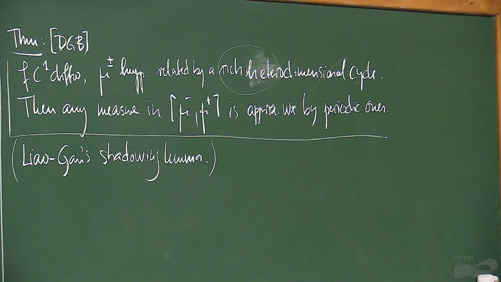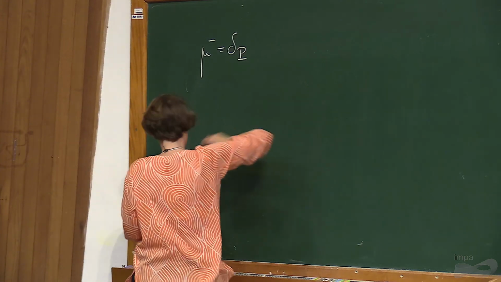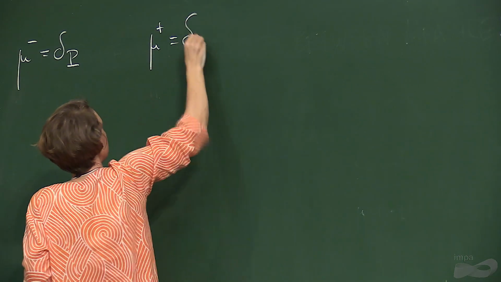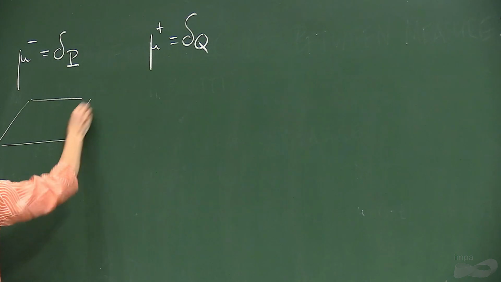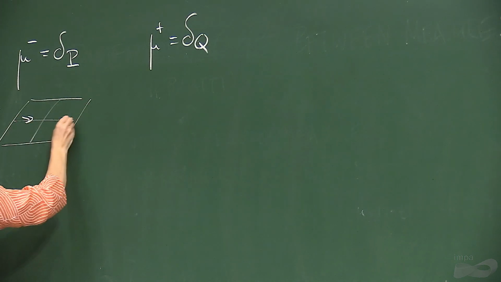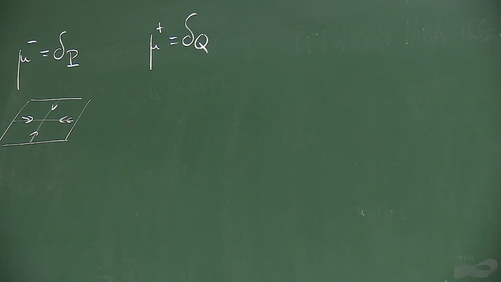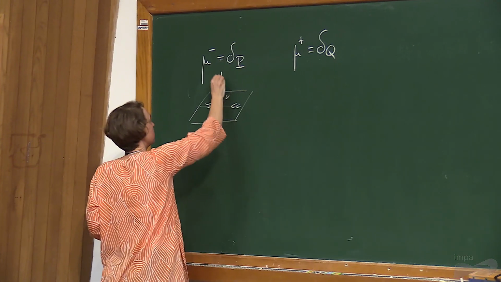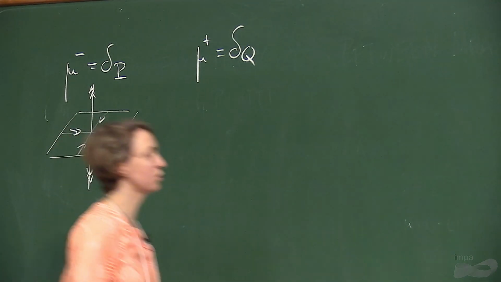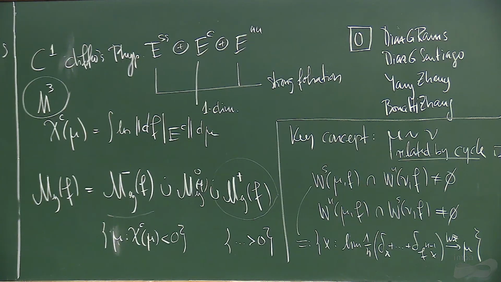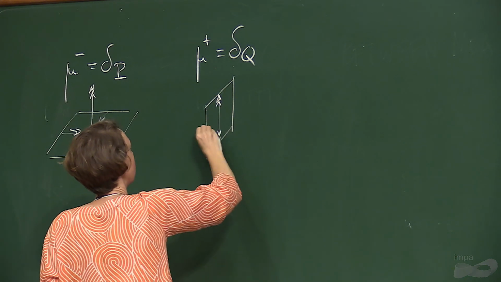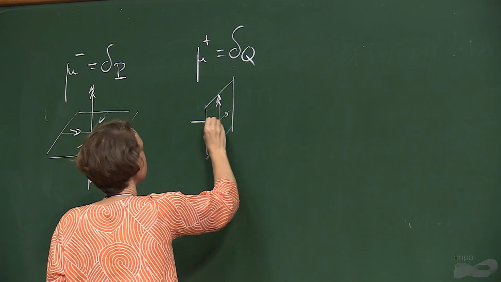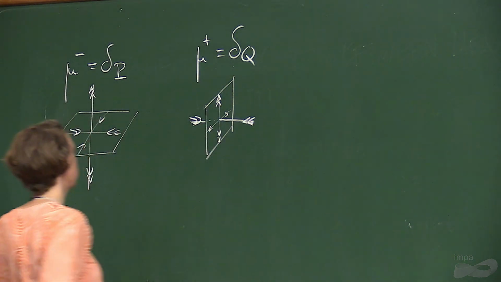Let's take two measures which are supported on a fixed point. Let's say mu minus the Dirac mass on some point P, and mu plus the Dirac mass on some Q, of contracting and expanding type. Here I have a two-dimensional stable with one strong stable and one stable direction, and the one-dimensional unstable. So as I said, I will switch to three-dimensional manifolds, and that's going to happen now. And here I have a two-dimensional unstable and a one-dimensional strong stable direction.